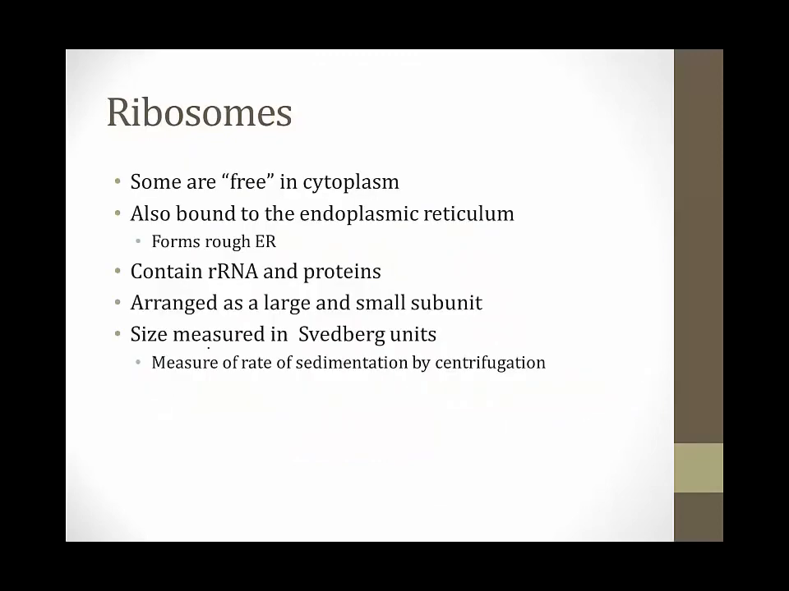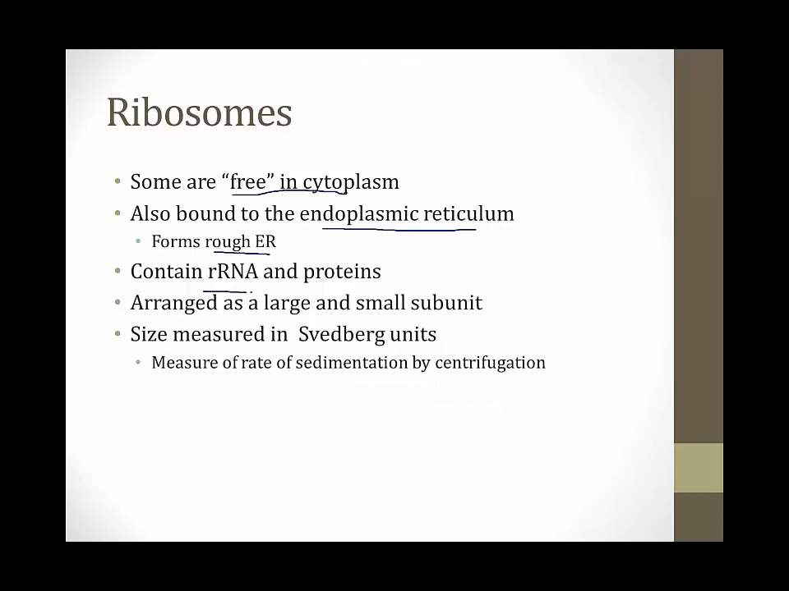Let's talk about ribosomes a little bit. Some ribosomes are found free in the cytoplasm. Others are bound to the endoplasmic reticulum. The bound ribosomes are what give some parts of the endoplasmic reticulum a rough appearance, and this section of the endoplasmic reticulum is called the rough endoplasmic reticulum. And I talk about this in more detail in the video on cell structure.